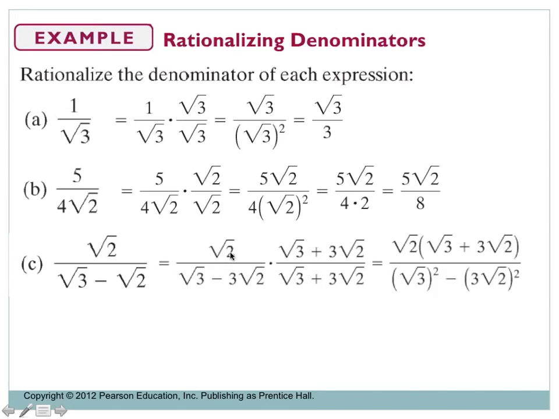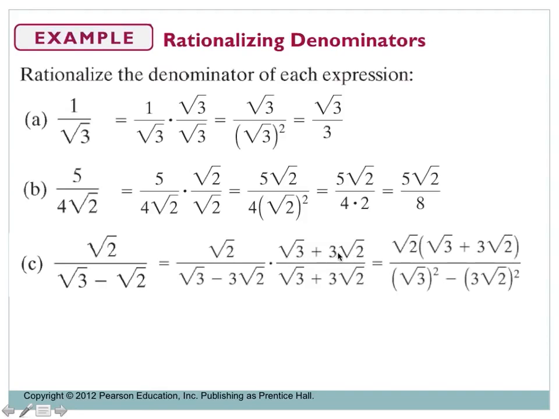oh, this problem turned into a different one. I apologize for that. So we're going to be doing square root of 2 divided by square root of 3 minus 3 root 2. So pretend like there's a 3 out here. It was missing from the original problem. I apologize. So what we're going to multiply by is square root of 3 plus 3 root 2 over square root of 3 plus 3 root 2.